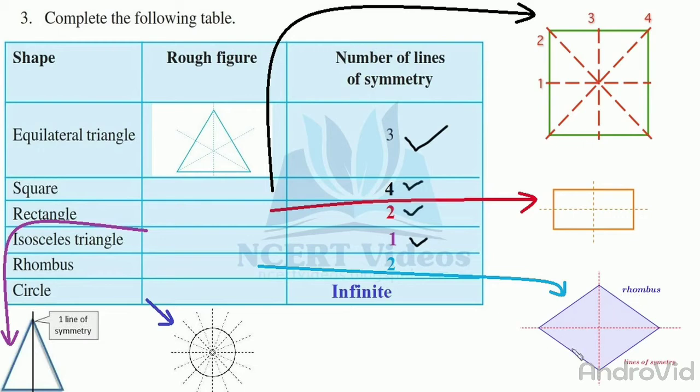So writing 2 on the place of number of lines of symmetry. Now circle. Well, this is your circle. When you try to make number of lines of symmetry for circle, they turn out to be infinite. That was your question 3rd.